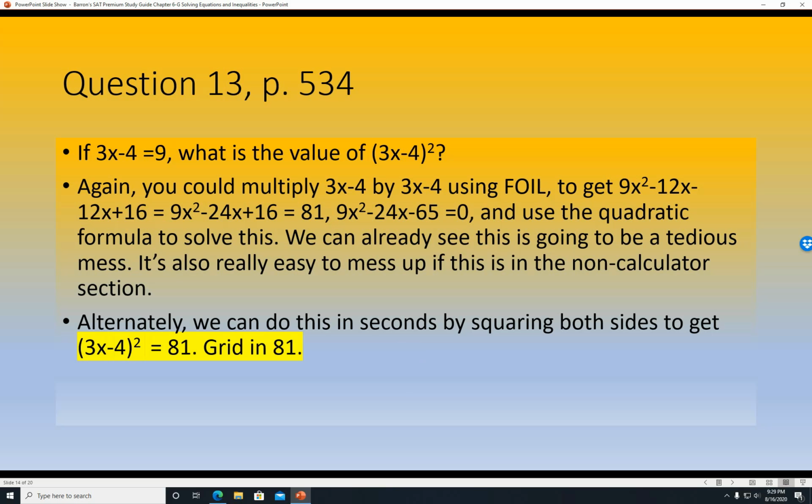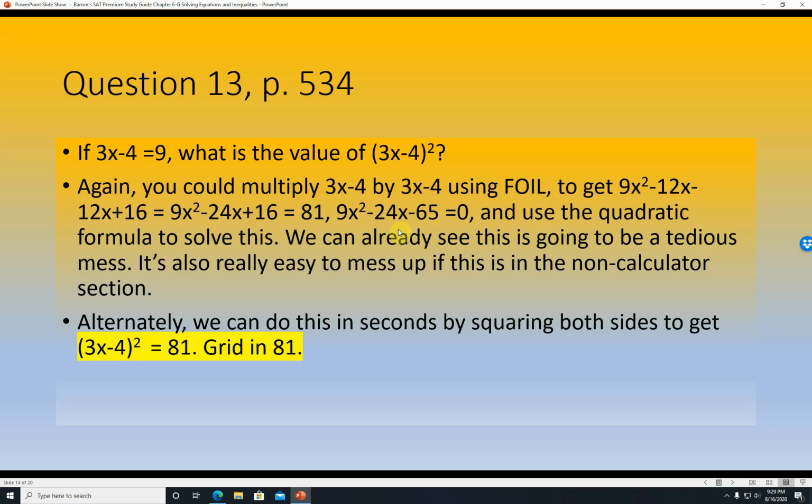Now, if you didn't see that, you could do it the slow Joe Bloggs way, which is 3x times 3x is 9x squared. And then the outer is minus 12x, the inner is minus 12x, and the last is 16, so you end up with 9x squared minus 24x plus 16 equals 81. 9x squared minus 24x minus 65 is equal to 0.